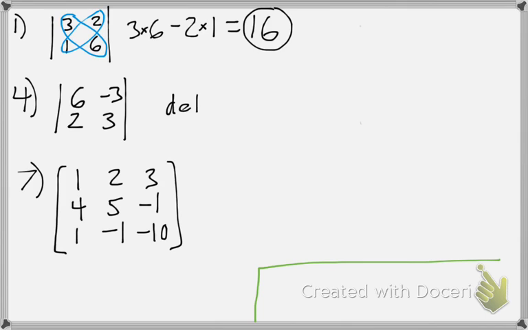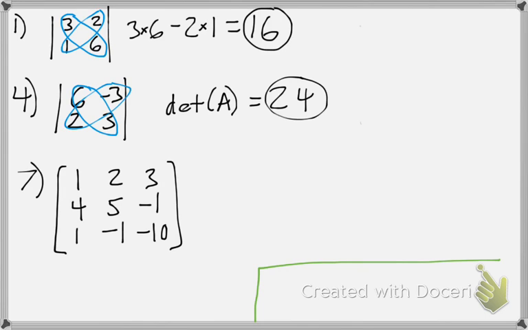So DET of A. So it should show DET on the home screen. And then go back into the matrix menu, declare names, matrix A. And it should get you 24. Which, again, we can kind of see that that is true if you just take this times this minus this times this.